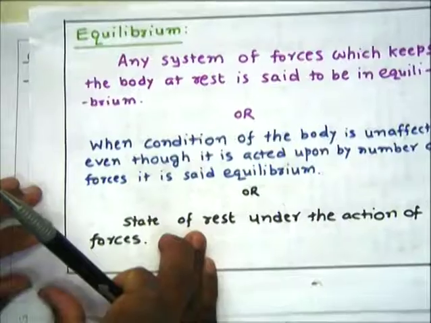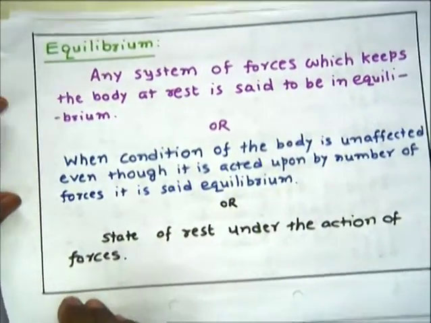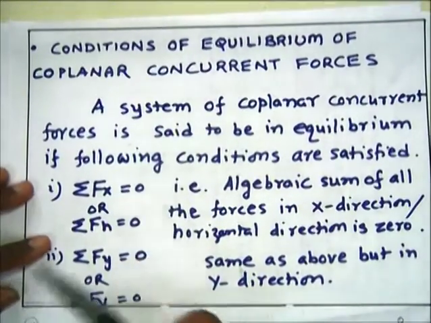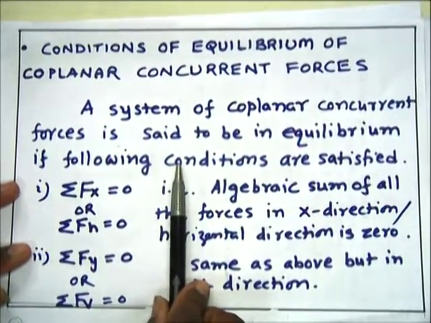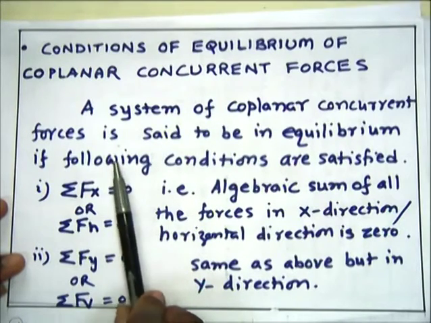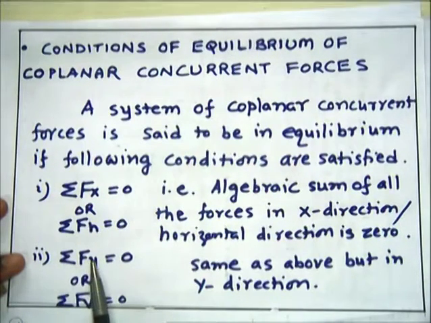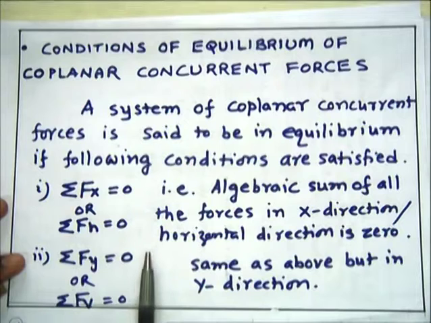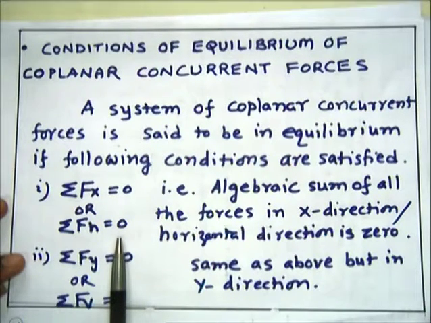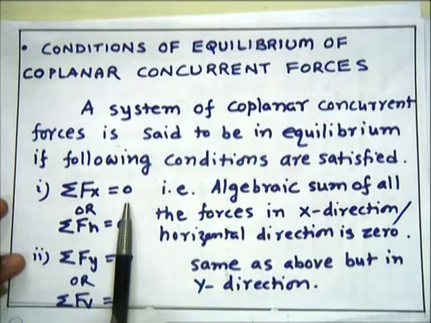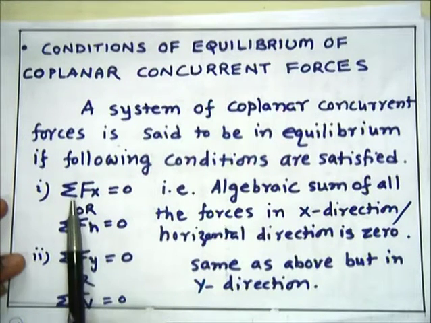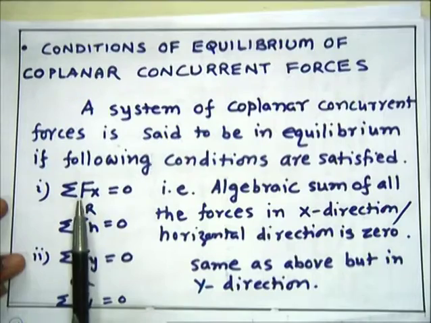Then we also know the statements of each, that is, the parallelogram law, triangle law and polygon law. Then we also discussed equilibrium and the conditions of equilibrium for concurrent forces. The analytical conditions are: sigma Fx of all the forces must be equal to 0, and sigma Fy also must be equal to 0, or in short, the resultant of all the forces must be equal to 0. Then the force system is said to be in equilibrium. So these are the two analytical conditions for concurrent forces to be in equilibrium: sigma Fx is equal to 0 and sigma Fy is equal to 0.